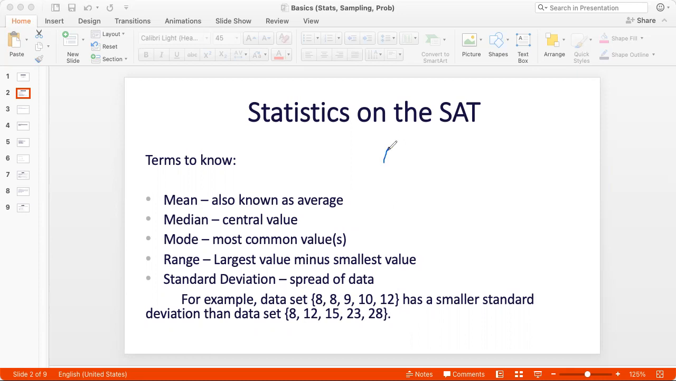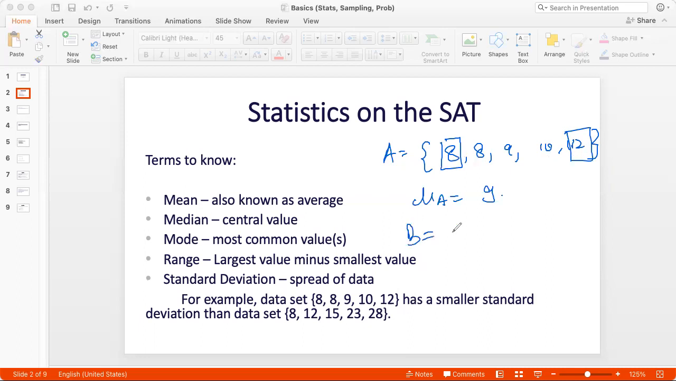So for the first data set, let's call it A, 8, 8, 9, 10, and 12, let's say the mean is 9. I don't know the exact mean, but let's say it's 9. It's somewhere. So the spread on the left is going till 8 and on the right is going till 12, right? That's the spread for A.